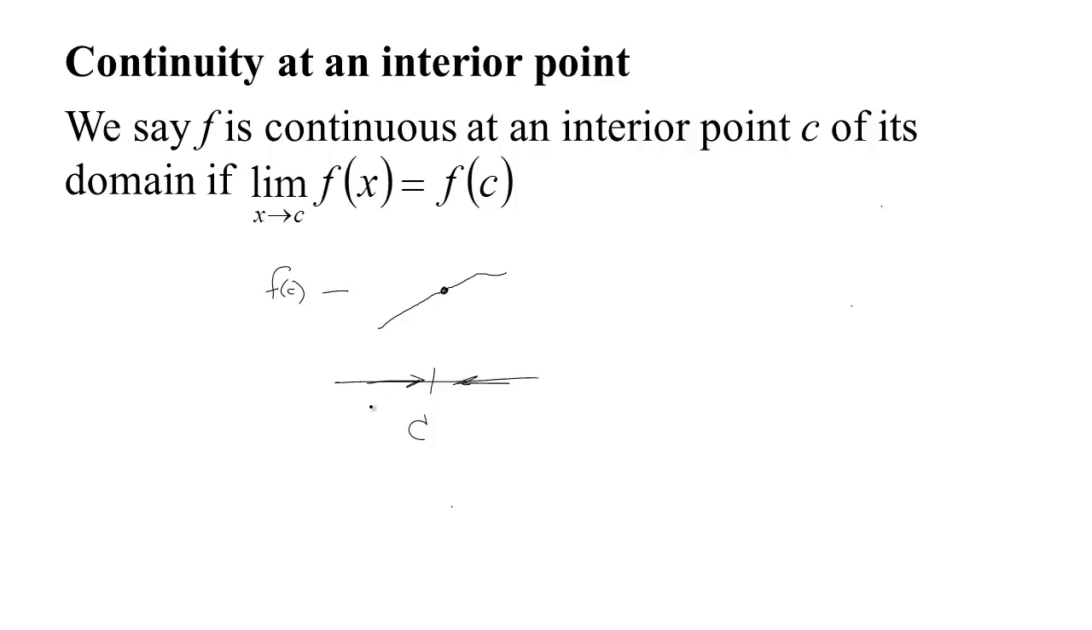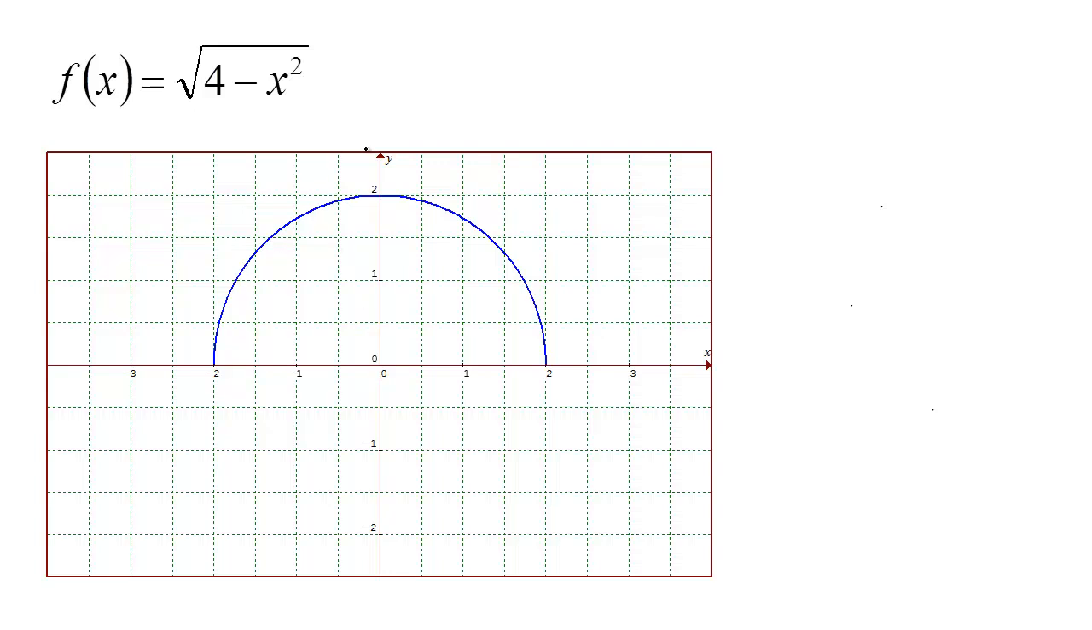So here's an example of continuity here. This function, you can only take the square root if the number's positive, and so you have to keep the x value between -2 and 2. If you go beyond that, then x squared is larger than 4, and so it's undefined. So the domain of this function is from -2 to 2.